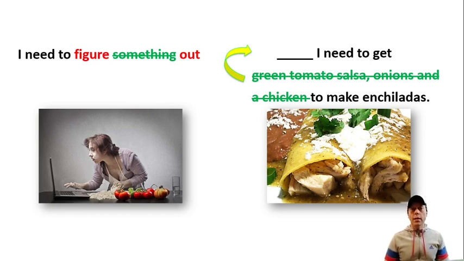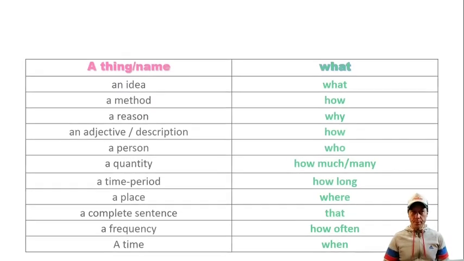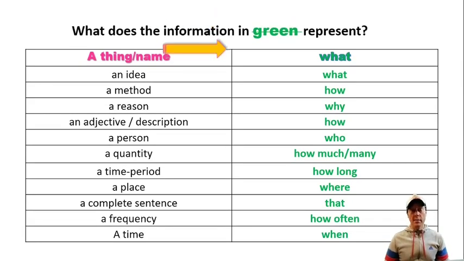I need to get green tomato salsa, onions and a chicken to make enchiladas. Now the ingredients are the part that I need to find on the internet. So I don't know that part. So I have to substitute that information for a pronoun. So what does the information green tomato salsa, onions and a chicken represent? They are things, they are physical objects, and we substitute things with what.